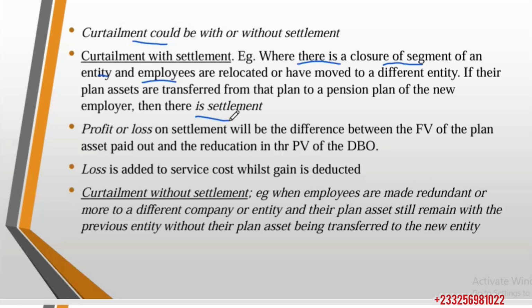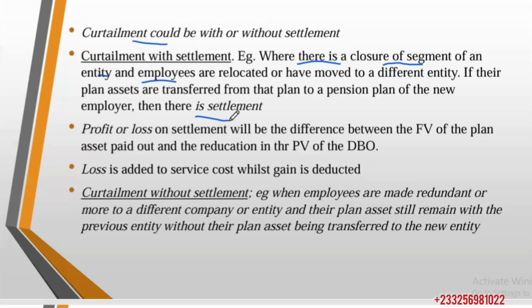if you are going to transfer their asset, meaning the amount of money you've accumulated for them as their pension benefit, or the amount of money you've set aside in their plan that you use to pay them when they go on retirement, if you have transferred that money, that asset, to the asset of the new employer, then it says there's settlement. Because they are moving from your entity and you are giving them their money that you have accumulated for them. You are transferring their pension asset to the plan of the new employer. It says if that happens, then you are settling them, the settlement.